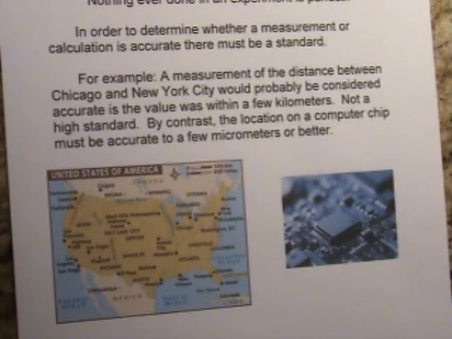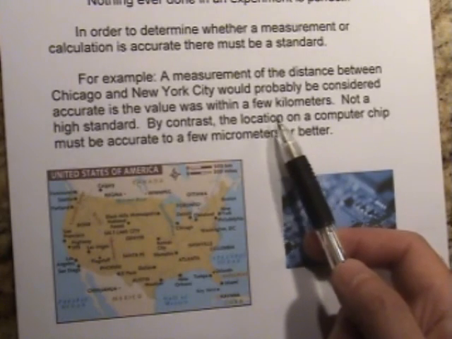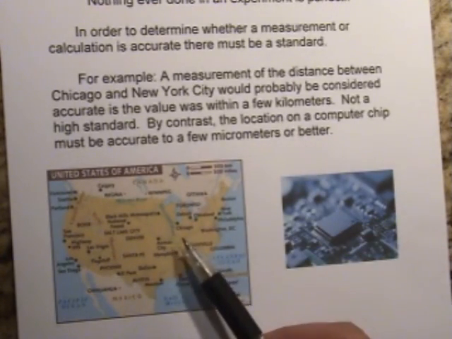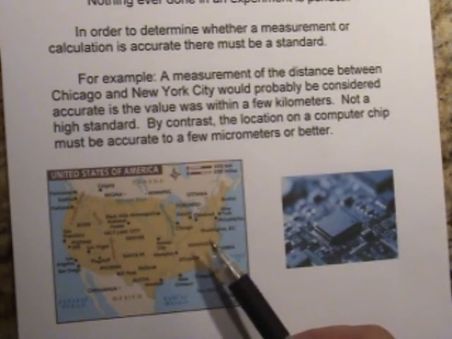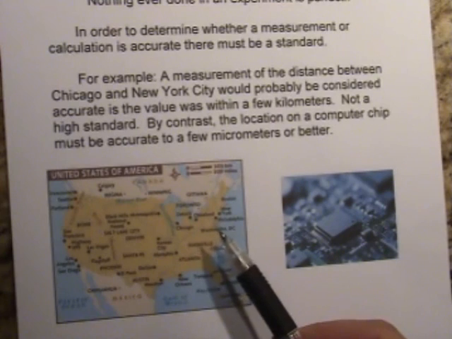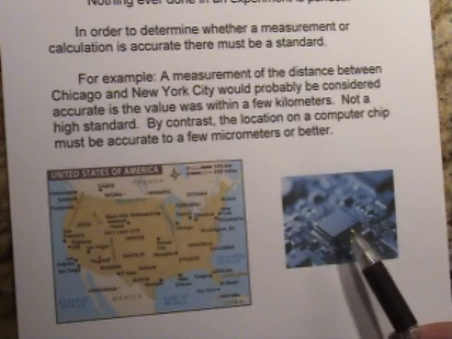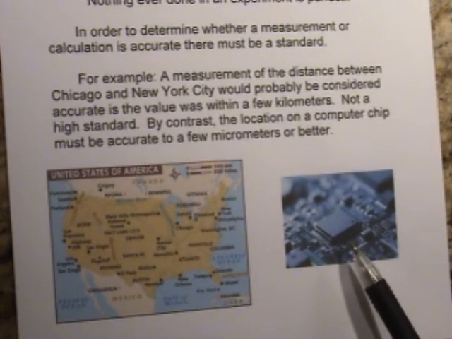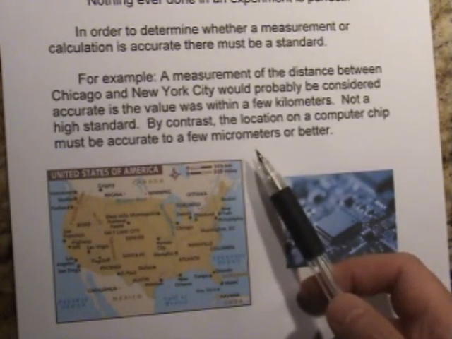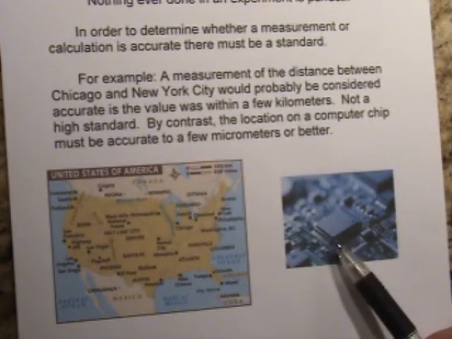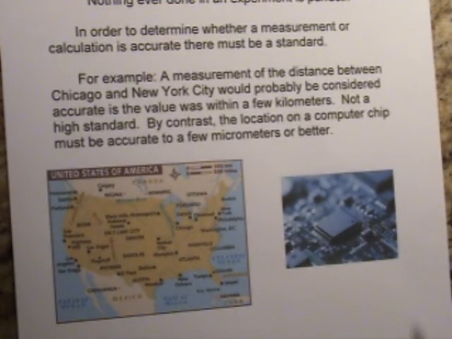So I would consider it an accurate measurement if you can get me within a few kilometers. In fact, if you were off by 10 kilometers, I really wouldn't care. If I was driving from Chicago to New York, it wouldn't have any impact. I'm more concerned about how many hundreds of kilometers it is than whether it's off by 1 or 2. By contrast, that level of uncertainty would not work for something like a computer chip, where you need to be accurate to within micrometers or even smaller distances. So the level of accuracy is really important, and it depends on the type of experiment you're doing.